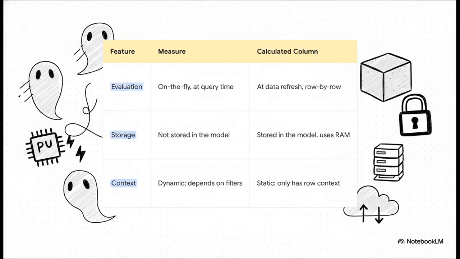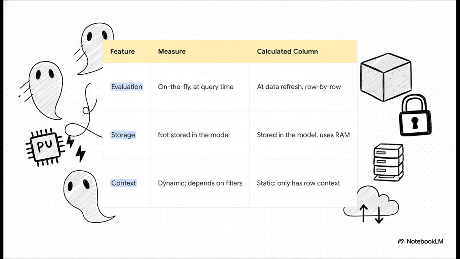Okay, this table really shows the trade-off. But here's the real aha moment. When do you actually use each one? Well, you use a calculated column when you need to define a static property for each row. Like, let's say you want to label a customer as high value or low value. That label doesn't change when you click on a slicer, right? You calculate it once, it gets stored, and then you can use it to filter stuff.